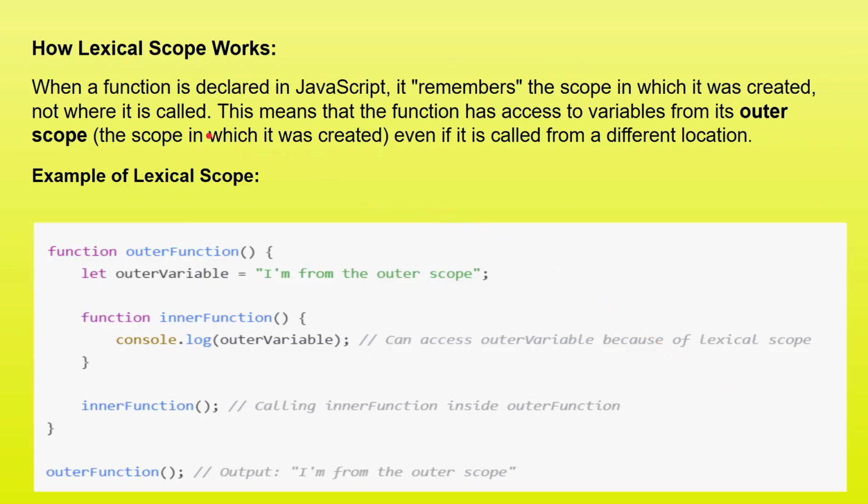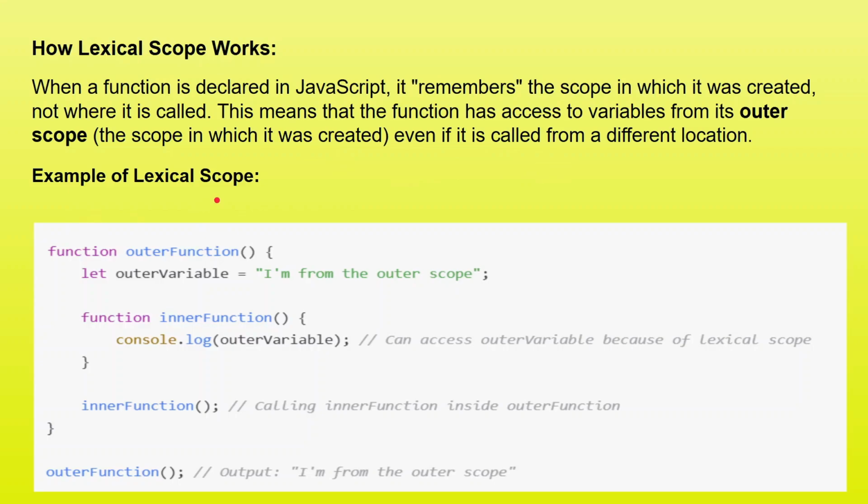Now let's see how lexical scope works. When a function is declared in JavaScript, it remembers the scope in which it was created, not where it is called. This means that the function has access to variables from its outer scope, the scope in which it was created, even if it is called from a different location.